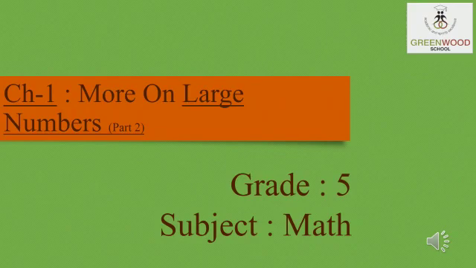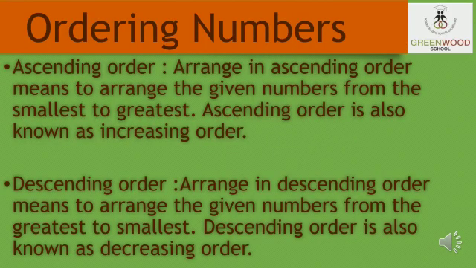This video is part 2 of chapter number 1, more on large numbers. Topic: Ordering numbers. Ordering numbers means arrangement of numbers either from small to big or from big to small.